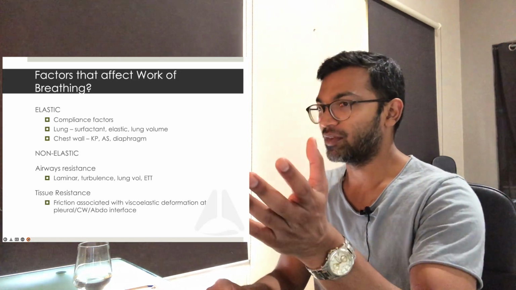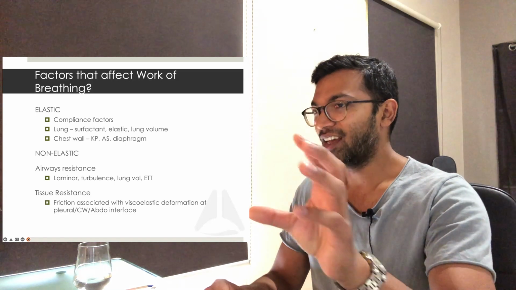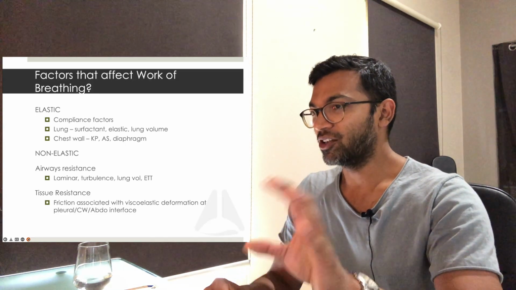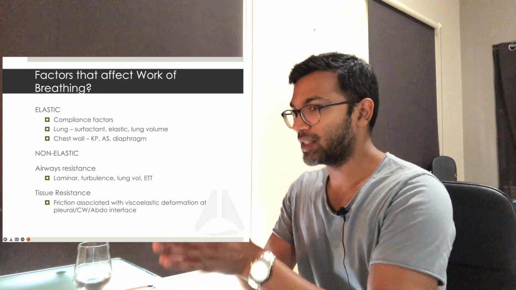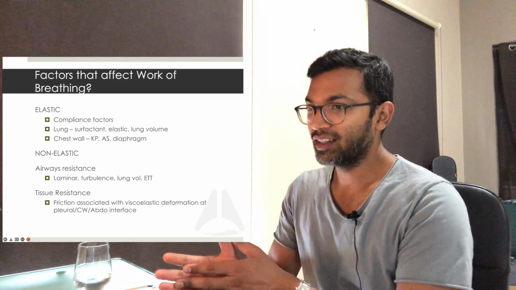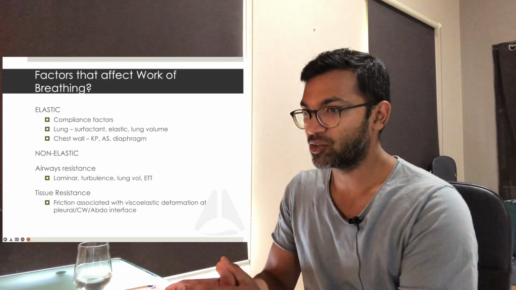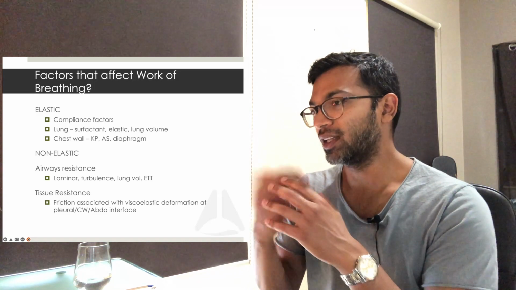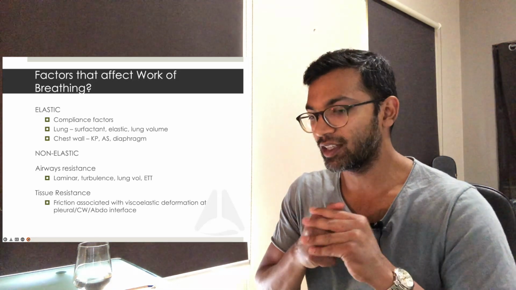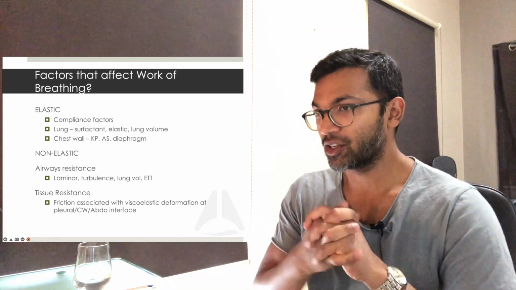And as you can see from what I've done here, elastic then becomes lung and chest wall stuff, and then your non-elastic, which is your airways resistance, is your laminar turbulent, lung volume, ETT or Hagen-Poiseuille stuff. And then tissue resistance is the extra thing there. What I like about this is as long as you've got those categories, you only have to really learn one extra piece of information for this if you keep everything else constant.